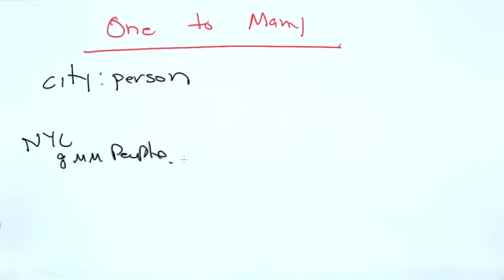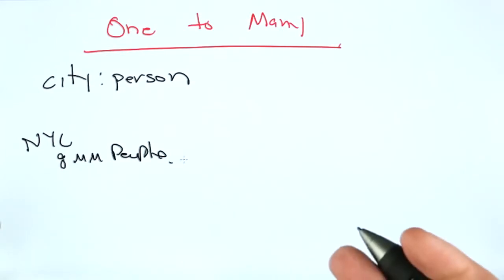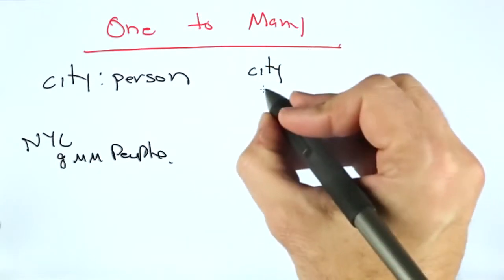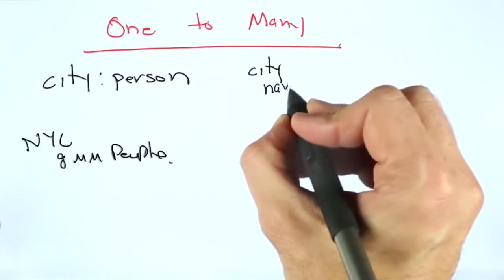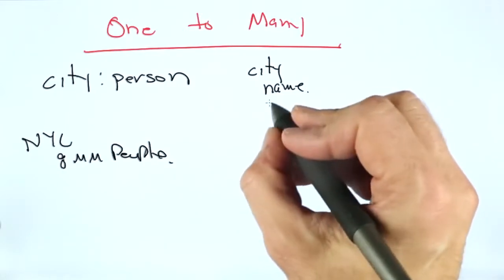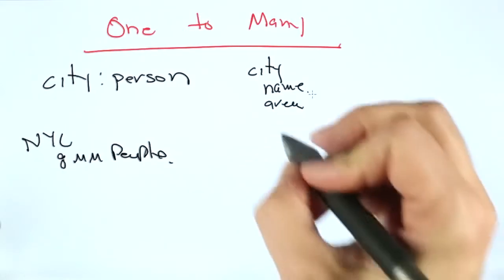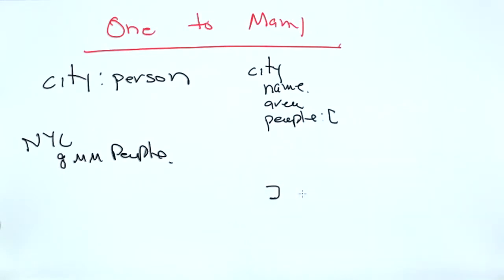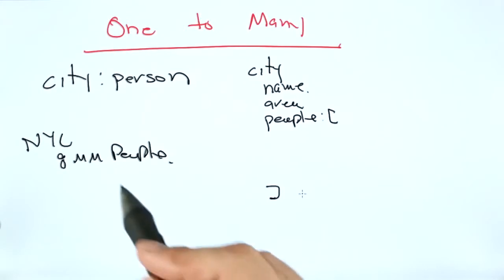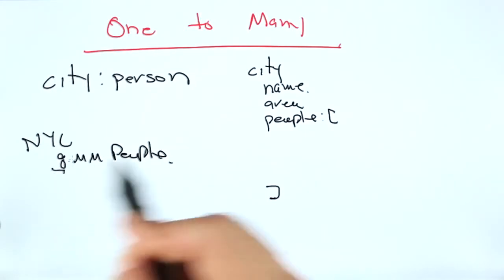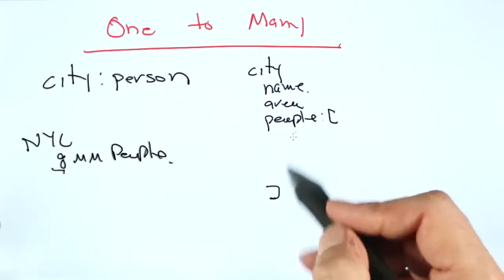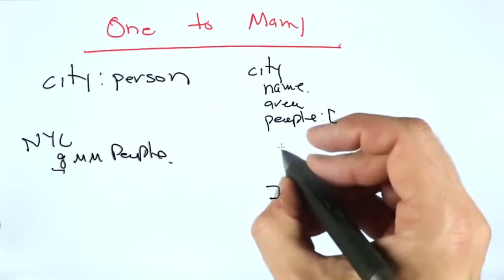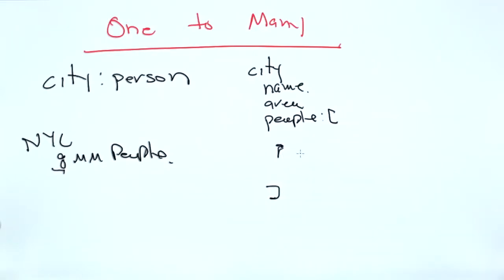Well, we could go through it and think about different ways you might want to do it. You might say, I'm going to have a city collection, and in that city collection, I'm going to have the attributes of the city, like the name of the city and its area. And then I'm going to have the people that live in the city as an array. But that won't work because there are way too many people, 8 million people and all their documents and all their information. It isn't going to fit inside this. So you can't do that.